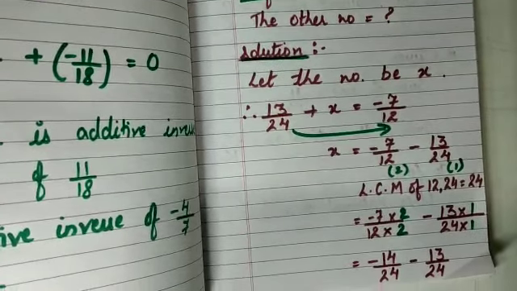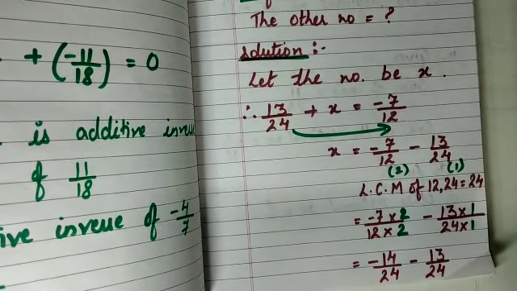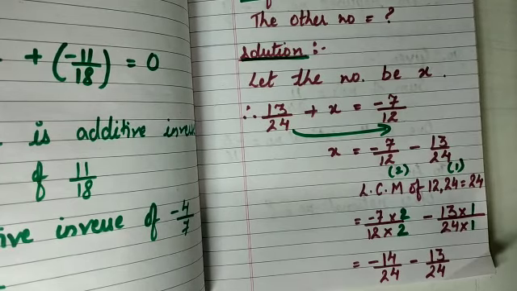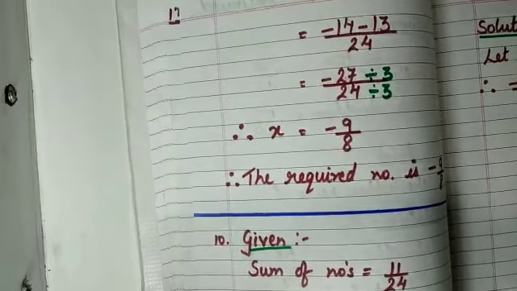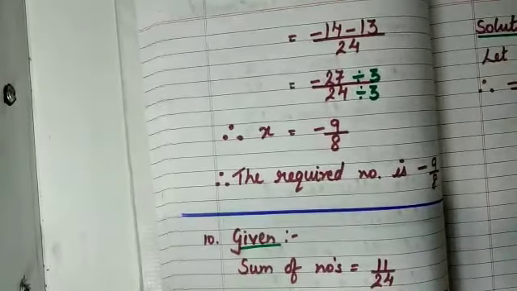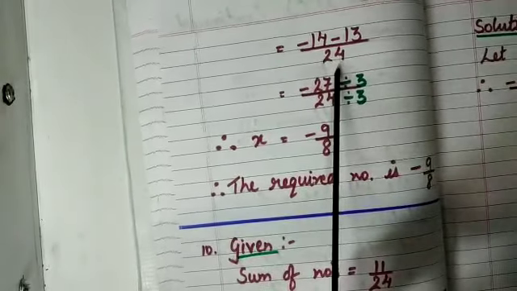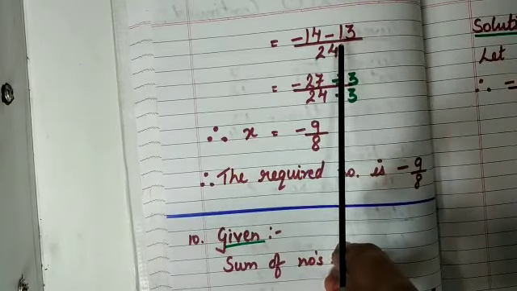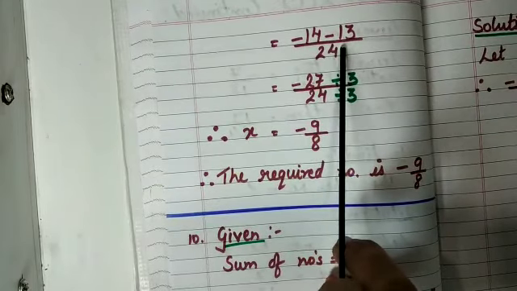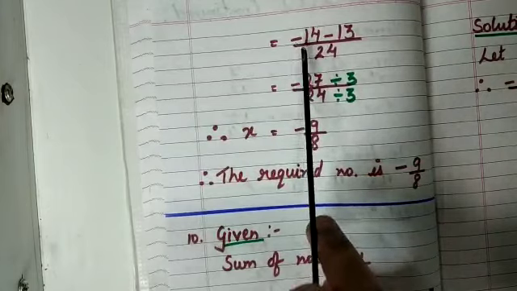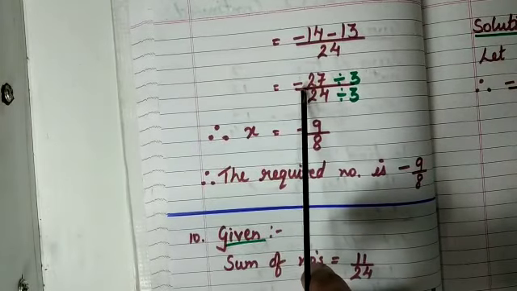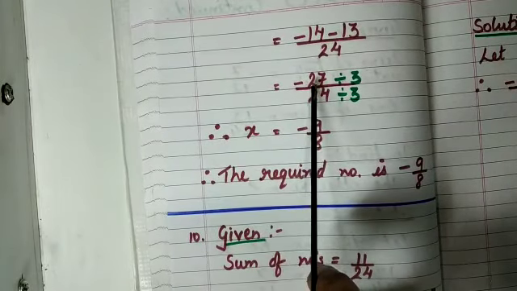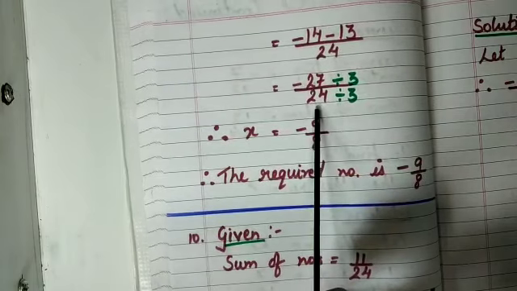Okay, now the denominators are same. So we just need to subtract the numerators. Now minus 14 minus 13 upon 24. Minus is plus, so for minus 14 and minus 13 becomes 27. As 14 is greater, the sign remains as minus. So the result is minus 27 upon 24.